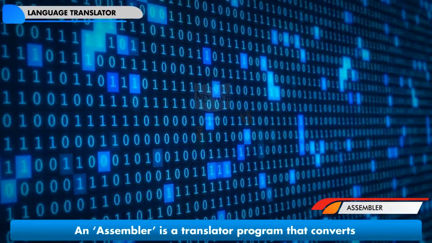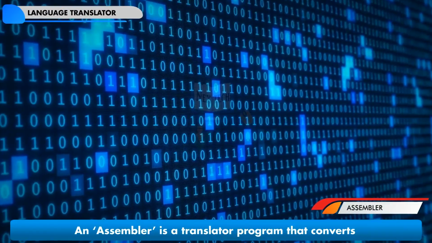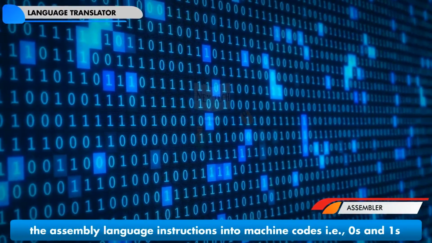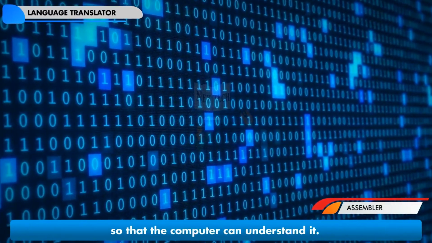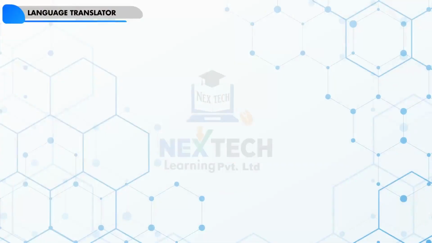Assembler. An assembler is a translator program that converts the assembly language instructions into machine codes, that is zeros and ones, so that the computer can understand it.